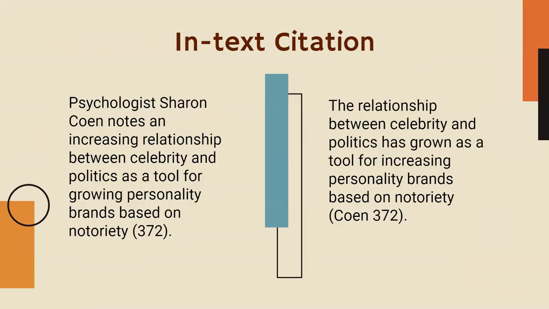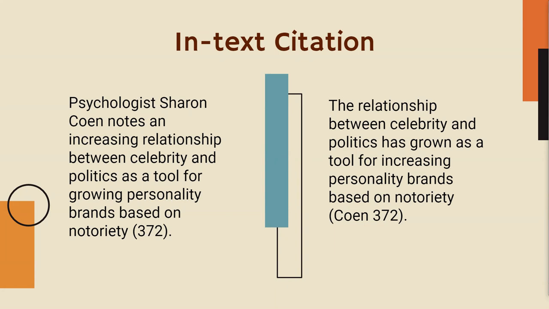And then in-text citation, again, students run into problems with this oftentimes. In the first one, and both of these are using, let me go down to my slide. Both of these are using MLA. So in the first one, psychologist Sharon Cohen notes, and then at the end, we have the page number where this comes from. Because I used Cohen to introduce this information, I don't have to put Cohen again next to 372. It's understood that that's the author I'm referring to when I go down to my works cited bibliography or reference sheet.